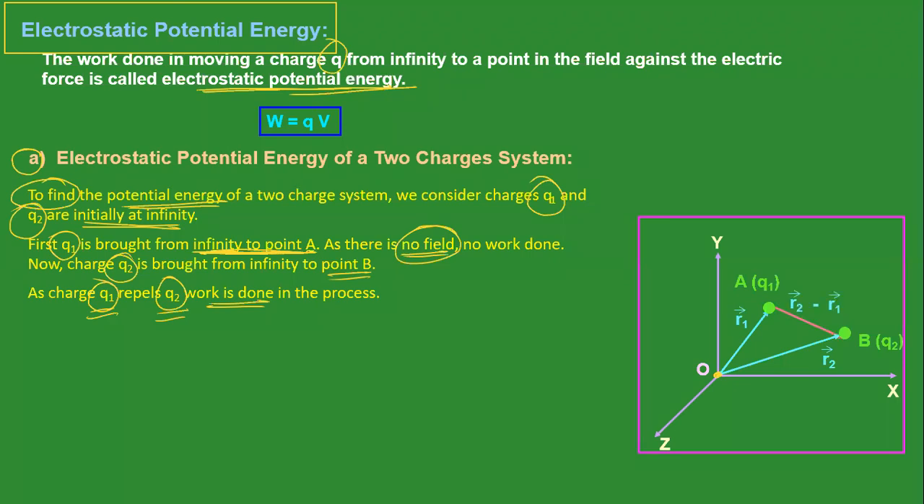By laws of vector, the triangle law of vector addition, we get R2 bar minus R1 bar. You know the triangle law of vector addition: if this is the first vector, this is the second vector, then the addition of these two is the third vector. That everybody knows. So we use that, and by using that, we get a formula.